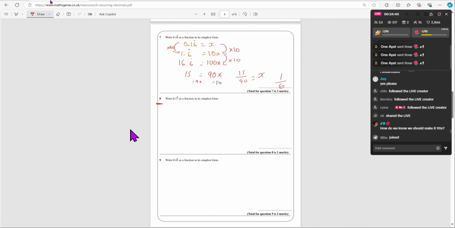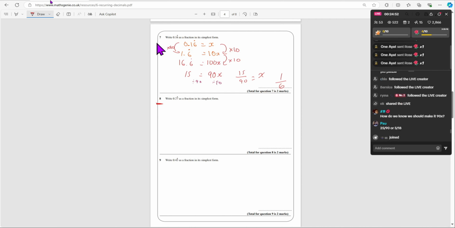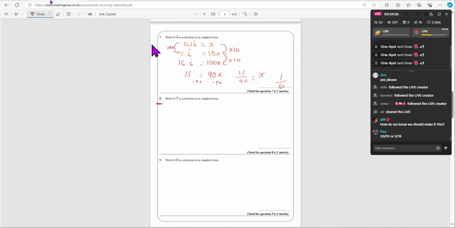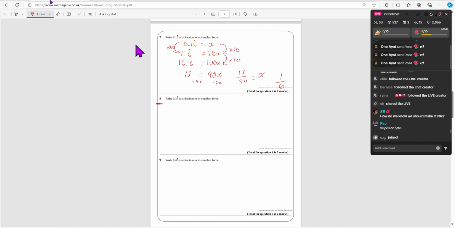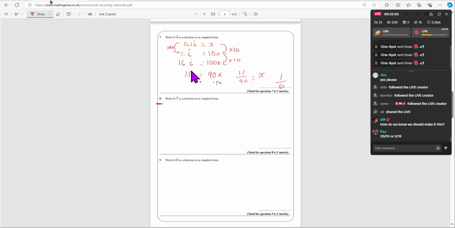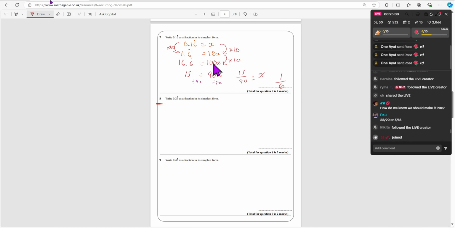How do we know if we will need to make it 90x? As I was saying, you either make it 9x, 90x, or 900x normally. But what you're trying to do is cancel out these recurring decimal places, okay? As we can see, if we do 100x minus 10x, we will cancel these out. And that's what you're trying to do, cancel them out, okay?